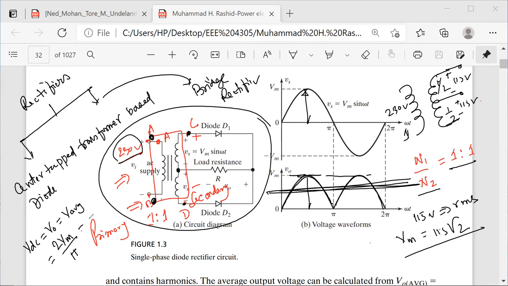So this will be say 0.636 VM, as far as I remember. But if you replace this VM by VS, then what will happen? Your VDC will be 2 VM by pi. So VM can be replaced by √2 VS. And if you calculate this, then you will get 0.9 VS. Okay? What is this VS?